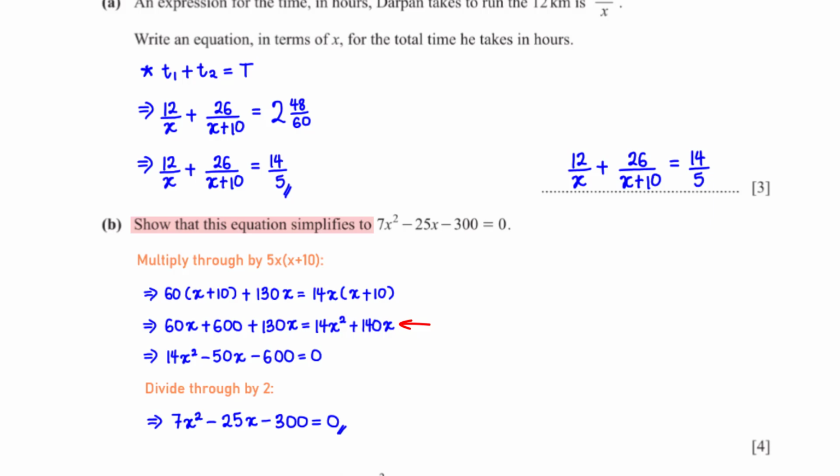When we move all the terms to one side of the equation and group like terms, this is what we have. The terms have a common factor of 2. So when we divide through the equation by 2, we are left with 7x squared minus 25x minus 300 equals 0.